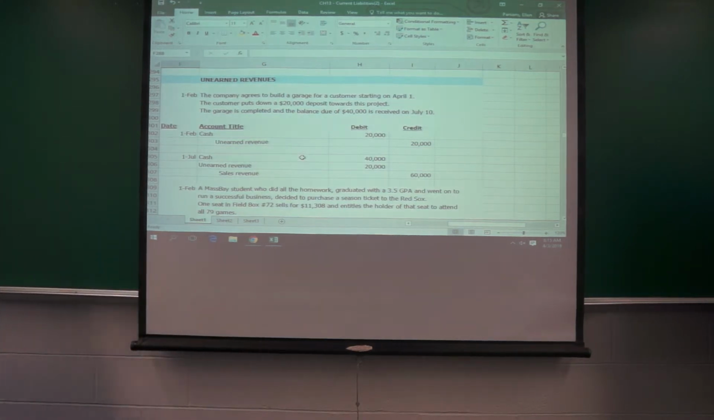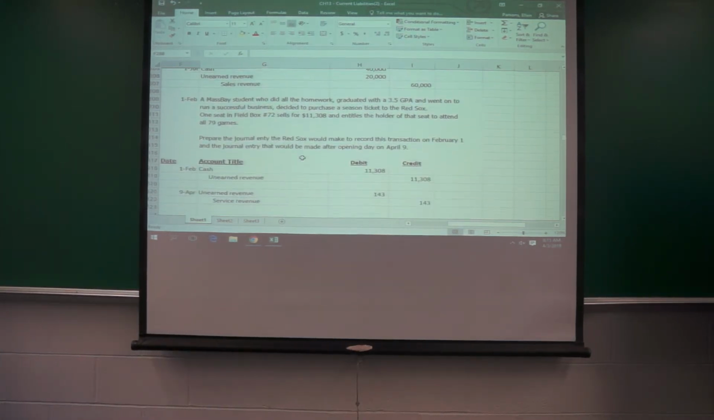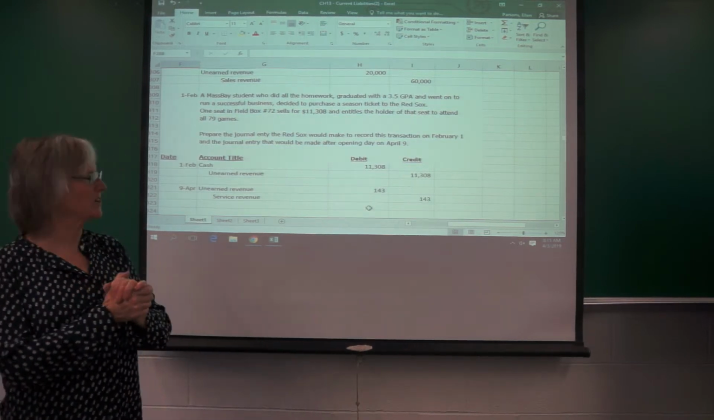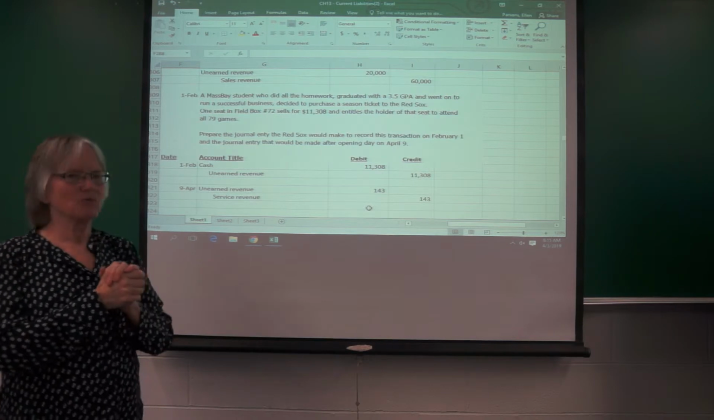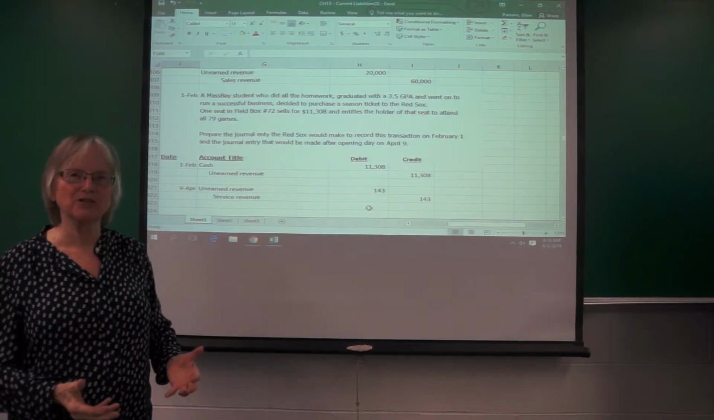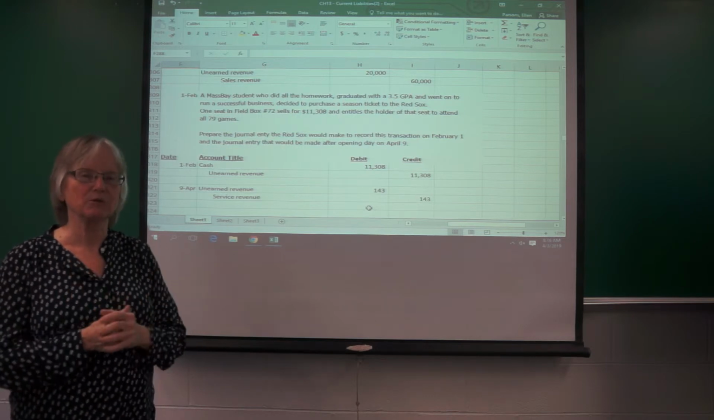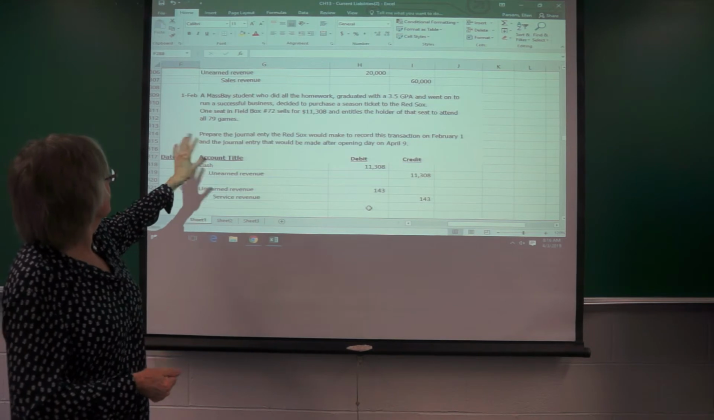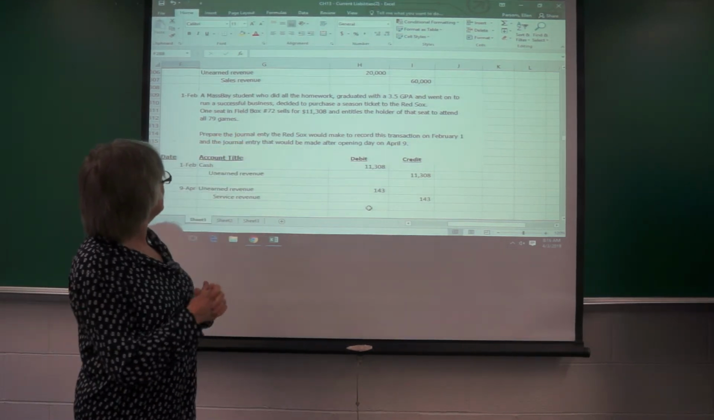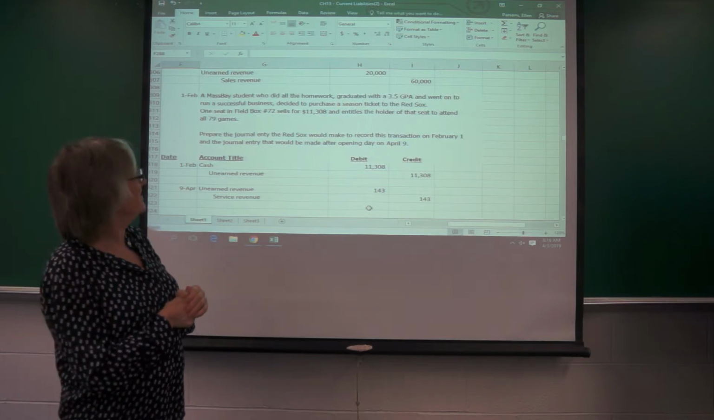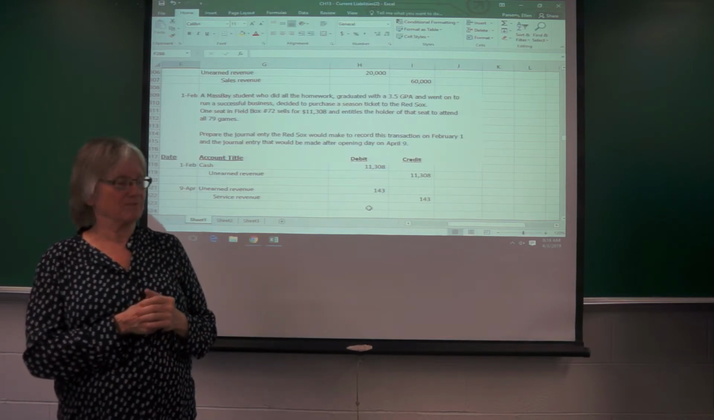Okay, and then you get the Red Sox tickets. So here's the Mass Bay student, who did all the homework, got a 3.5 GPA, runs a successful business, and now can buy a box seat to the Red Sox. This is something you can all strive for, unless you hate baseball. But anyway, the one seat in Field Box 72 sells for $11,308. That's one seat, and there are 79 games.